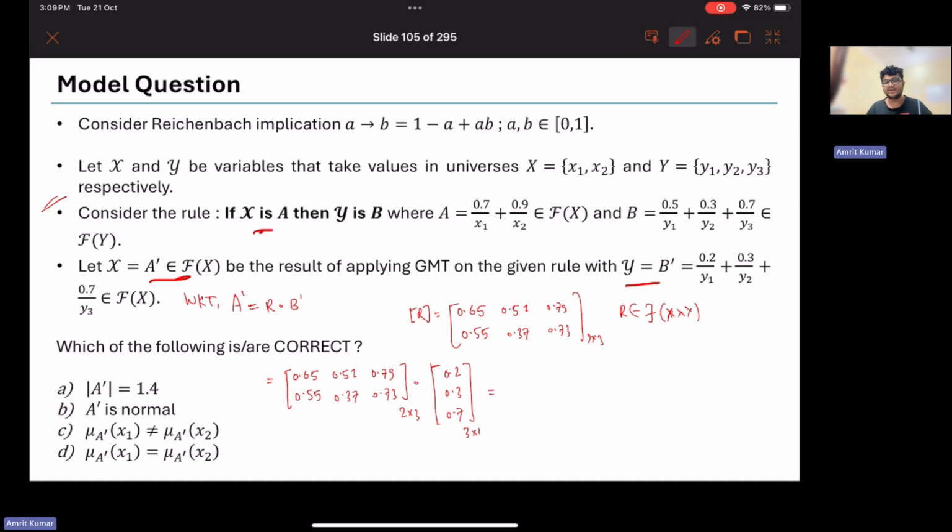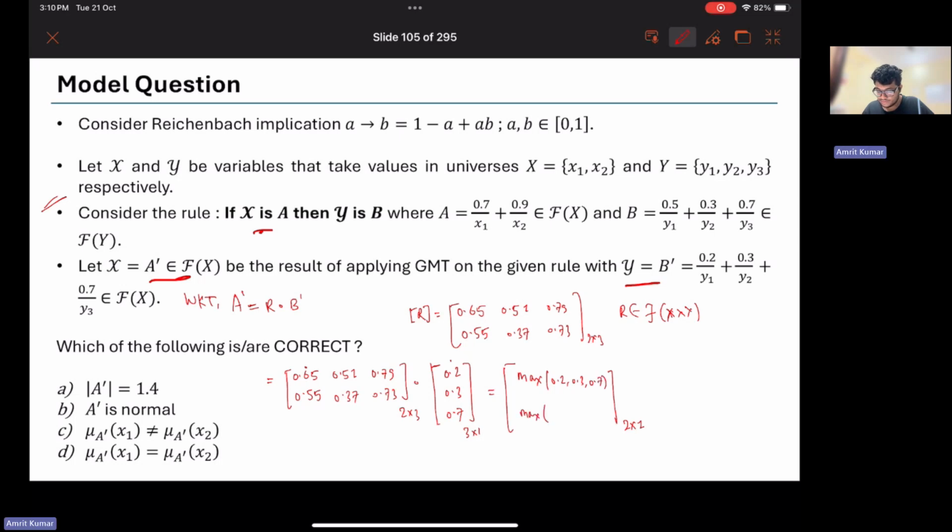And since nothing is given regarding the T norm, we will consider the minimum T norm, or in other words, we'll perform the maximum composition. So let us perform the maximum composition. So we'll end up getting a 2 by 1 matrix. So max of min, so minimum of 0.65 and 0.2 is 0.2. Minimum of 0.51 and 0.3 is 0.3. Minimum of 0.79 and 0.7 is 0.7.